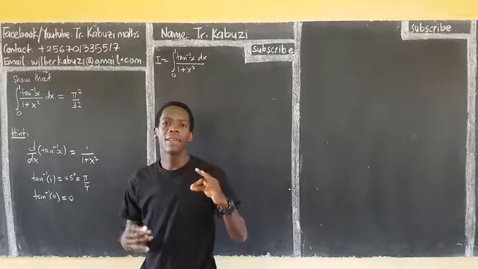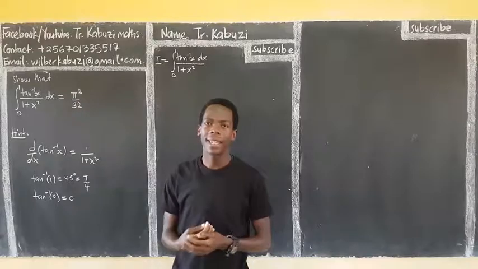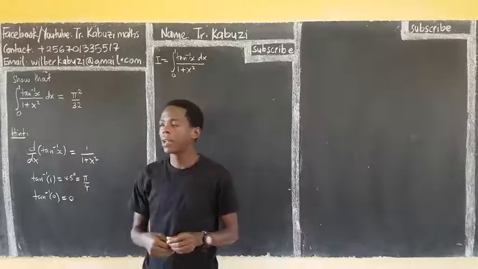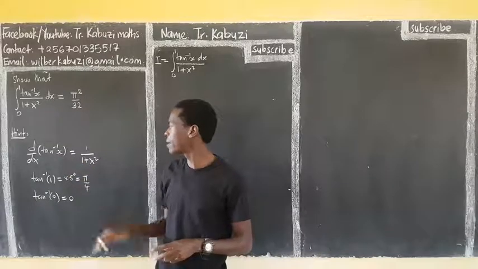Now, this one deals with the function and its derivative. The question is, what is the function? What is the derivative? So, the hint we have, you know that whenever I differentiate tan inverse of x, we get 1 over 1 plus x squared.